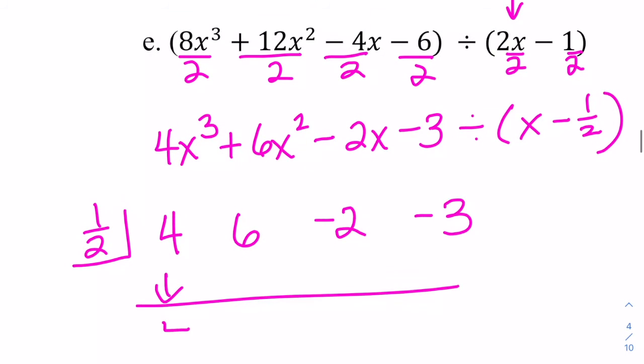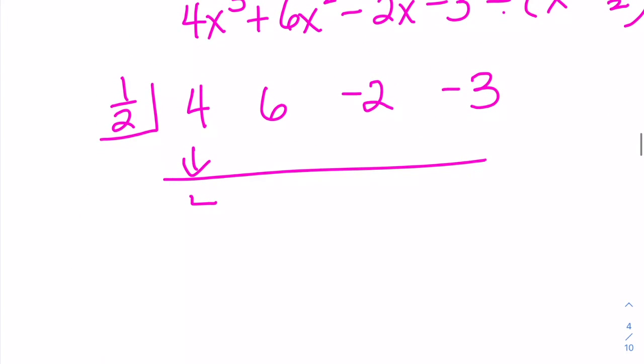And then multiply the 4 by 1/2, so we get 2. Add going down, we get 8. 8 times 1/2 is 4. 4 minus 2 is 2. And then half of 2 is 1. So we get a remainder of -2.